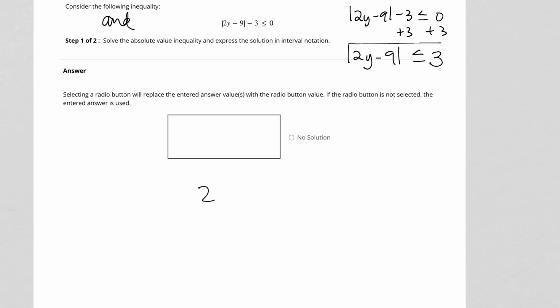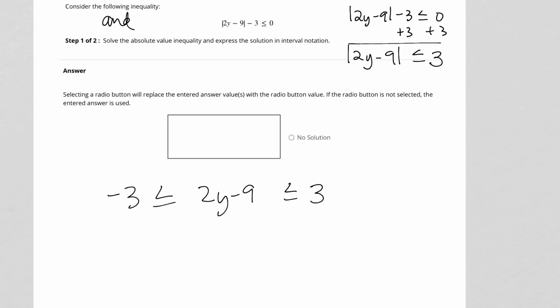which means the 2y minus 9 is going to go in the middle because it's an and. And I'm going to put less than or equal to 3 on that side, and I'm going to put negative 3 less than or equal to on this side. And I don't need to put the absolute value symbols in there.